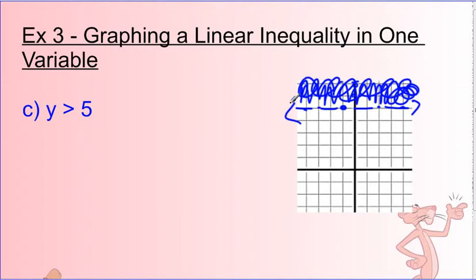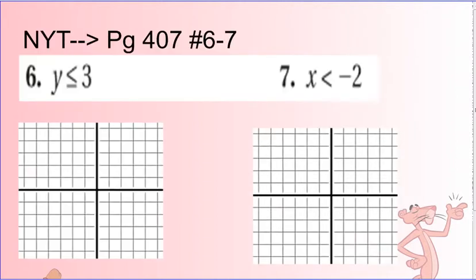All right. The next thing I'd have you do is just a couple problems from the textbook. Here's page 407, numbers 6 and 7. Go ahead and graph these two inequalities on the space provided for you, and then we'll go on from there. Pause the video, do it now.